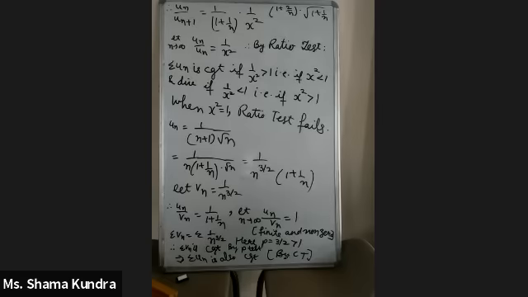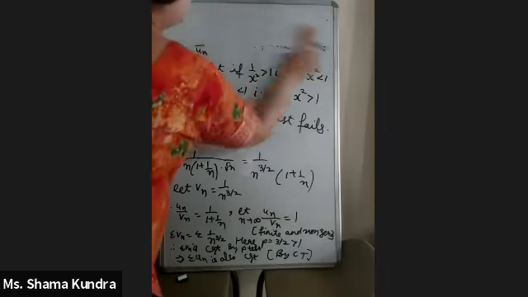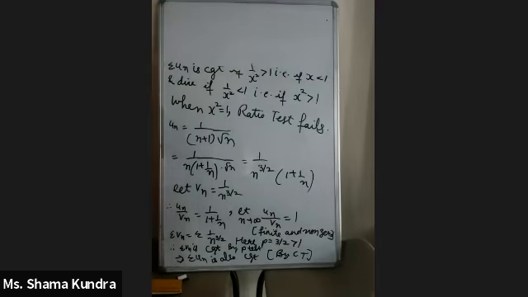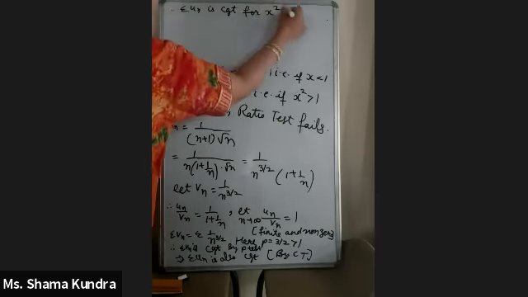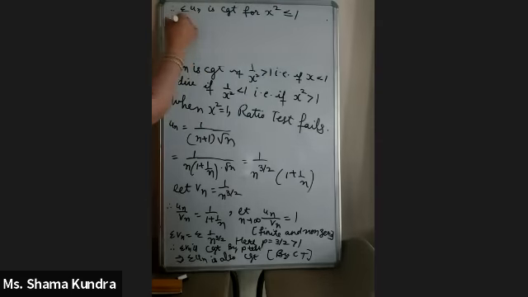After solving it, you have to make summary of the result, that when your series is convergent or when your series is divergent. Therefore, series un is convergent for x square less than equals to 1 and divergent for x square greater than 1. See one more example.